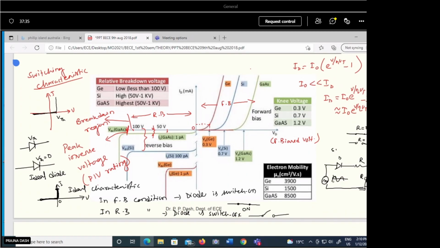This kind of analysis you have to do if it is not mentioned whether the diode is silicon or germanium or gallium arsenide, or any specific notation is not given. Simply a symbol of the diode is given. That means you have to assume that the diode is an ideal one, and analyze in such a way.